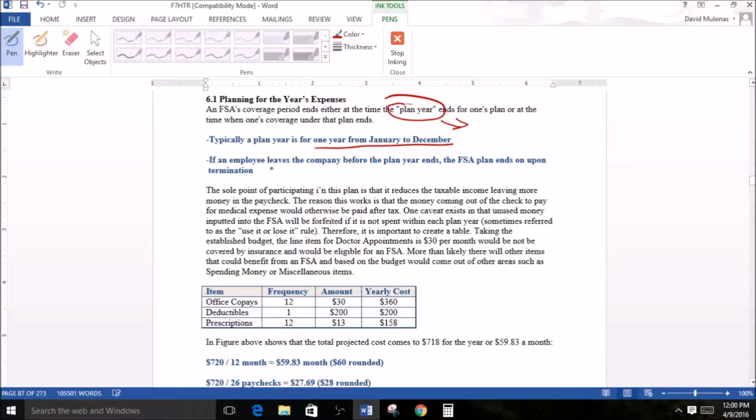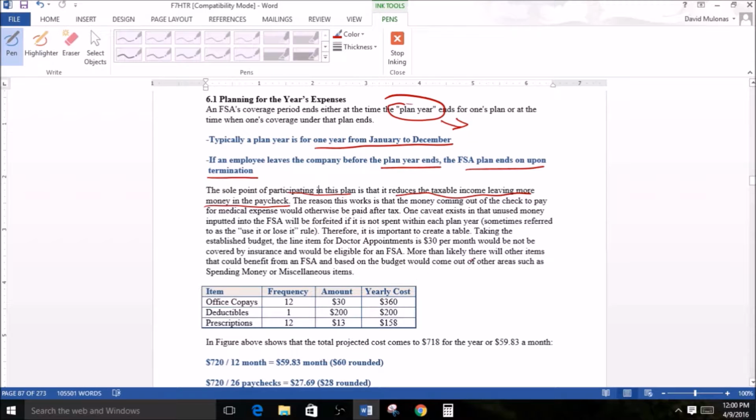Now here's another piece of information. If an employee leaves the company before the plan year ends, the FSA plan ends upon termination. But you will get your money back. So if you have money in that account, say $300, and you're not there anymore, that money does come back to you. Okay. So here's some good information, just things to think about as we go through this. But the sole point of participating in this plan is it reduces taxable income. That's all it is for.